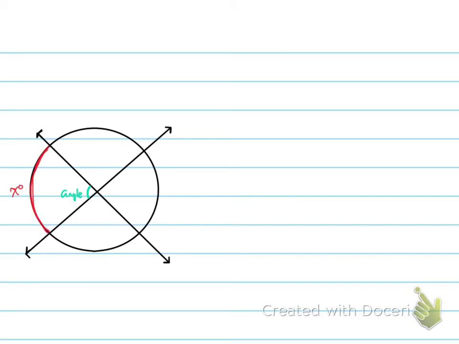The relationship here, if we look at this arc that was created by the two lines of the angle and this other arc that we'll call y, the relationship every time would be that the angle equals half of the two arcs added together, okay?